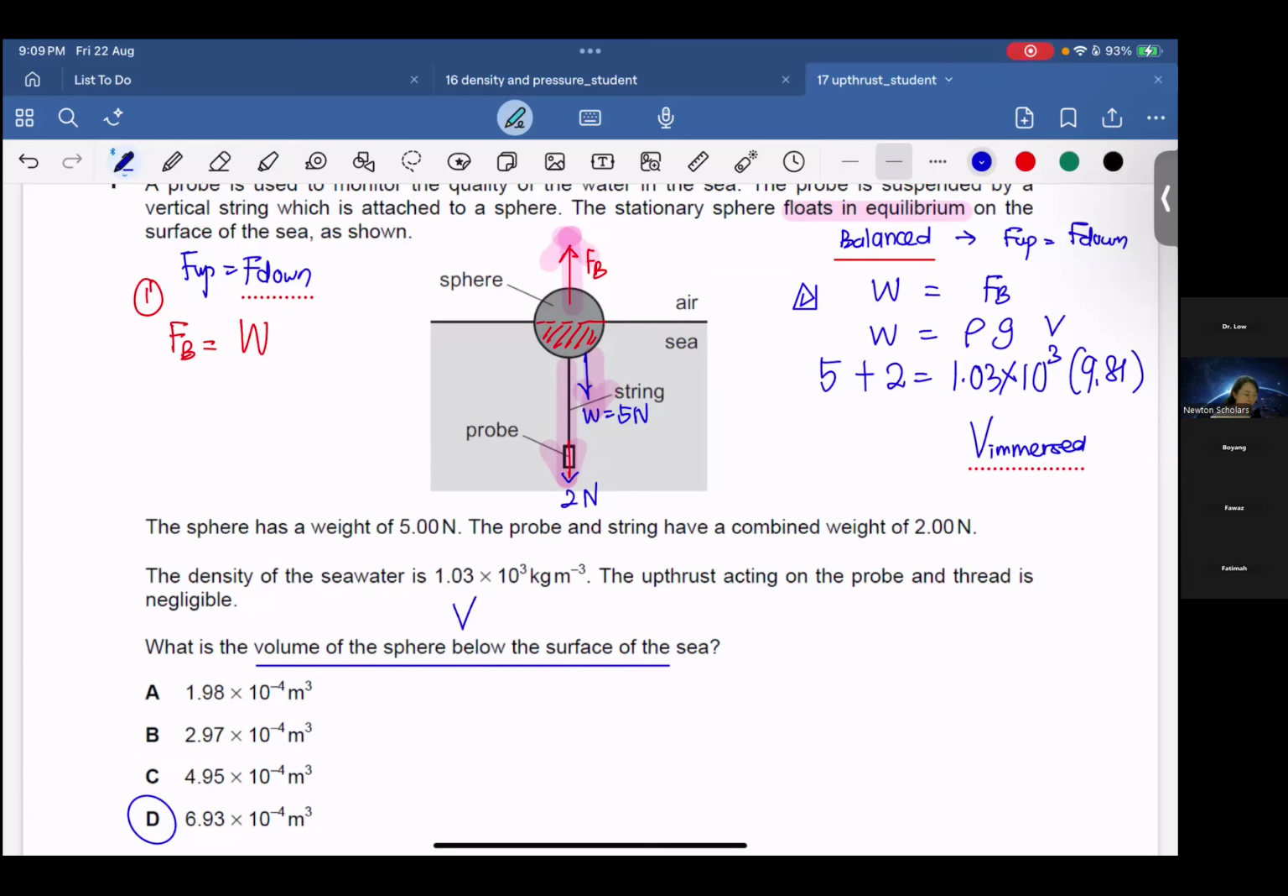Any other questions? Any of you facing any problem? If no, then we go to question number 2. Is it okay? Question number 2. Prasan, is it okay?